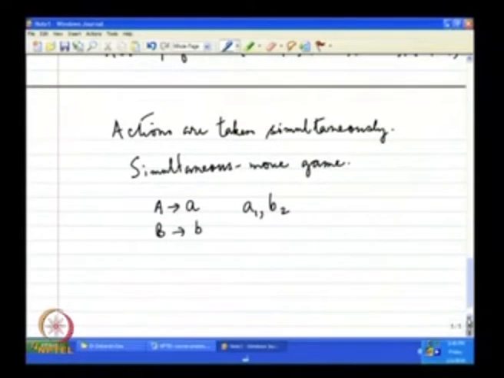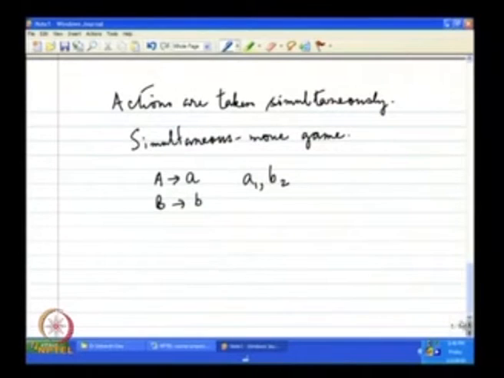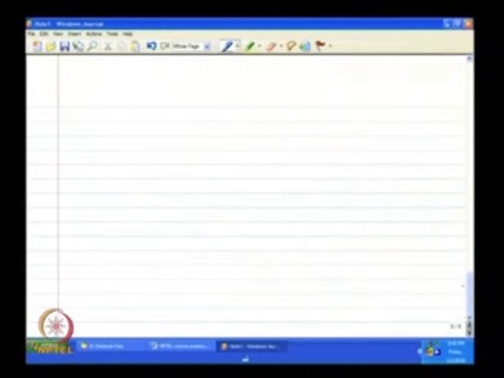So this is another interpretation of strategic form game. Now, this is by way of introducing strategic form game. Now we shall start with the real stuff.